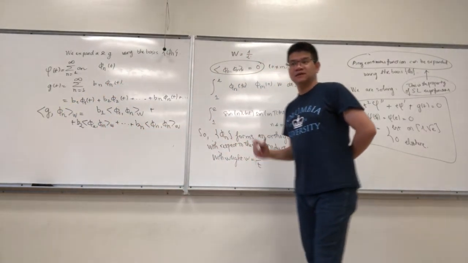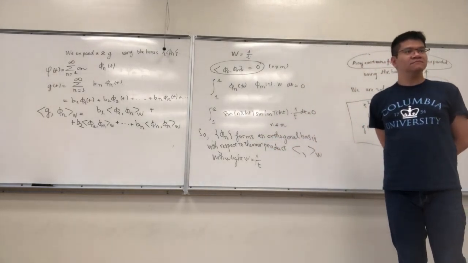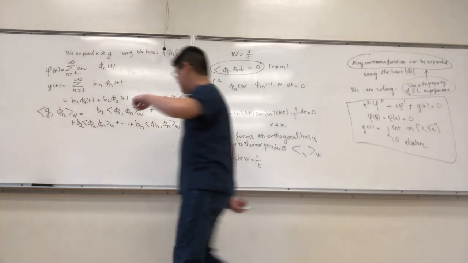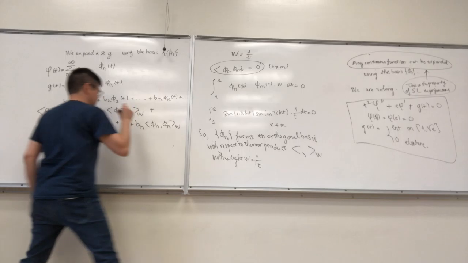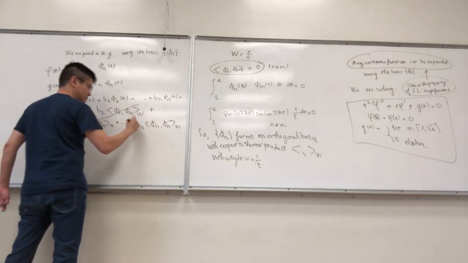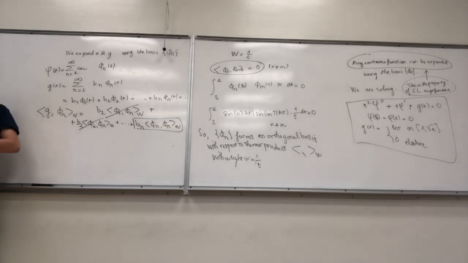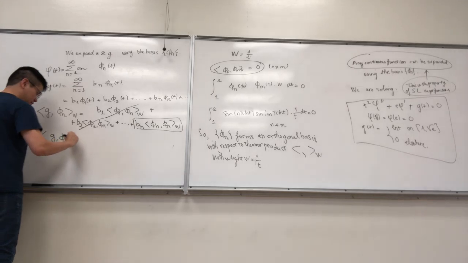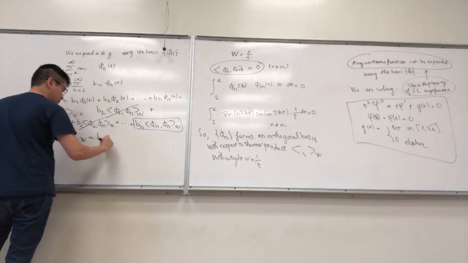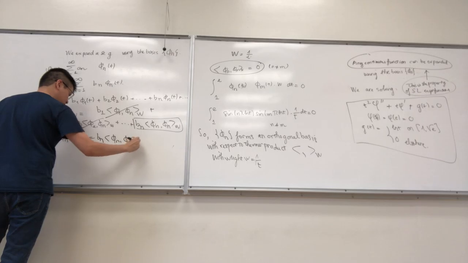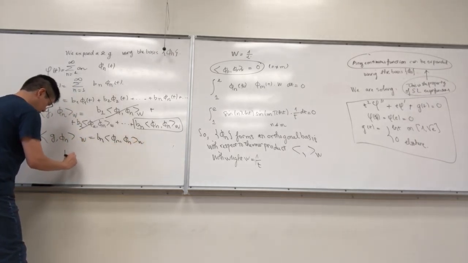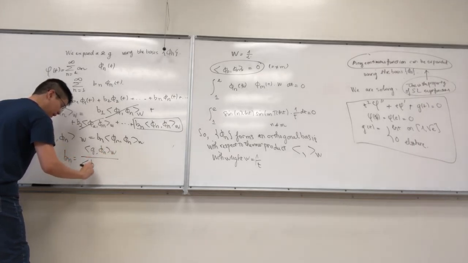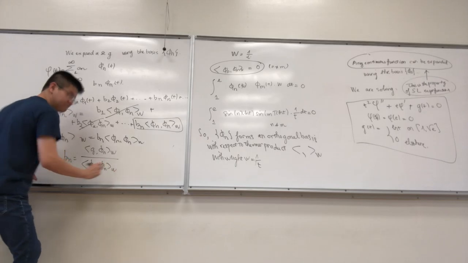All right? Now I'm going to take the inner product, so what happens? Yes? Everything cancels out except for (phi_n, phi_n). Because of these, this is zero, this is zero, except that this is not zero, because of the orthogonality. So (g, phi_n)_w will be b_n (phi_n, phi_n)_w. So b_n will be (g, phi_n)_w divided by (phi_n, phi_n)_w.